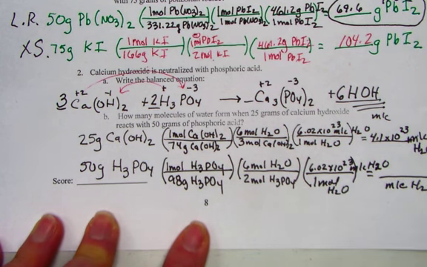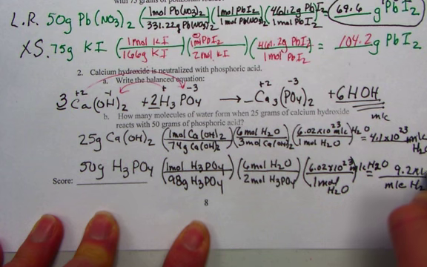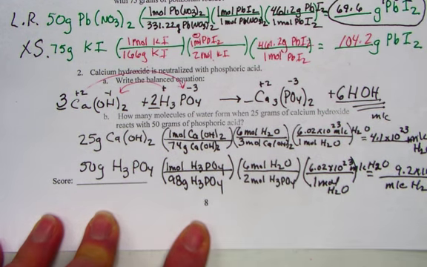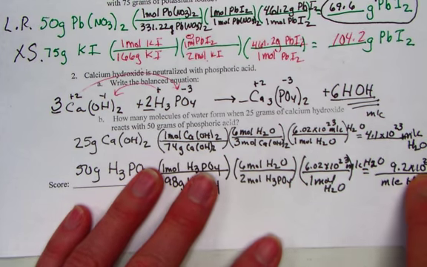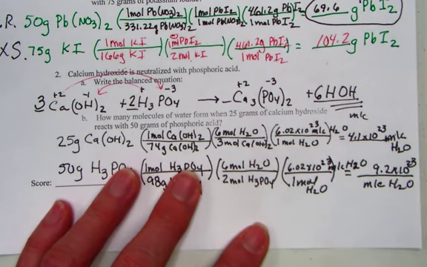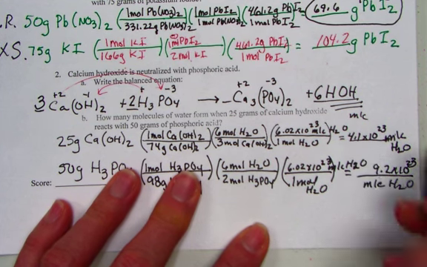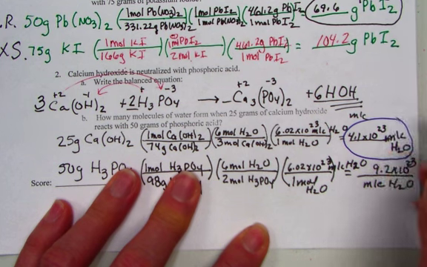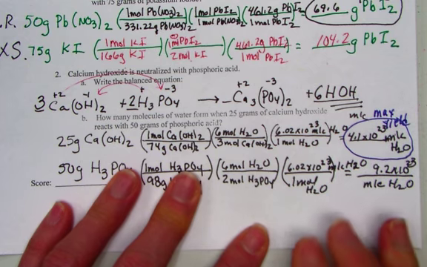50 over 98 times 6 over 2 times 6.02 E23 gives me a value of 9.2 times 10 to the 23rd molecules of water. The magnitude of the times 10 are both the same. They're both to the 23rd power. So I simply compare the 4.1 to the 9.2, circling the smaller of those two and indicating that as my maximum yield.